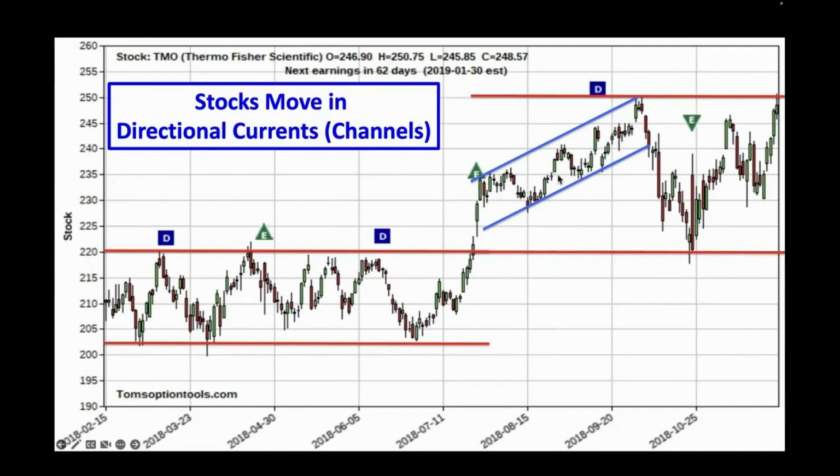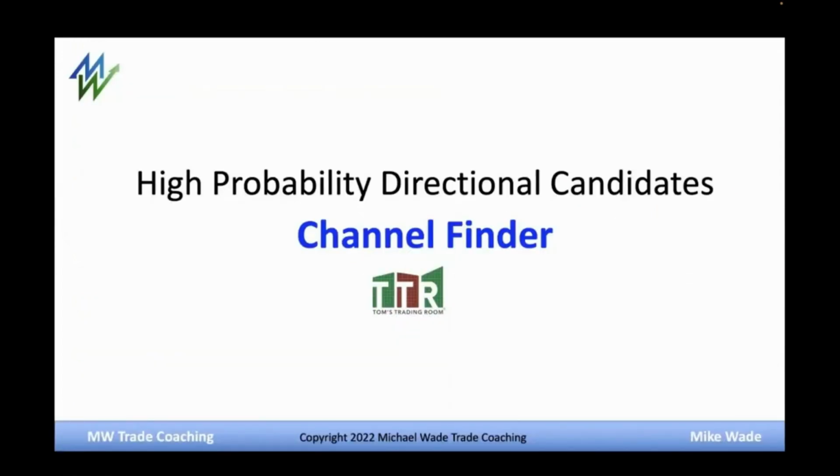Now, the thing about these channels is that this stock tends to stay in these channels until it doesn't. Like here, it broke below this lower channel and then started dropping. Here, I could build a channel there, I just didn't do it. But you're going to see these channels all over the place in a stock chart. Fortunately, Tom's Tools has something called Channel Finder. The whole idea of Channel Finder is to find stocks that are in channels, providing a higher probability of being right on direction.